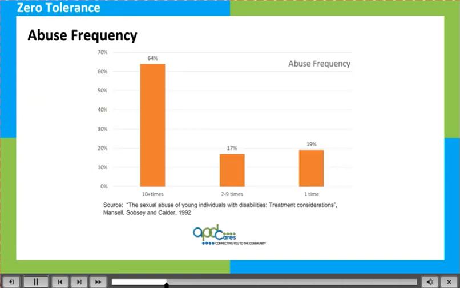Abuse frequency. Of the individuals who are abused, the larger percentage, 64%, have been abused more than 10 times. Those in the 2 to 9 times category make up 17% and the 1-time category is 19%. Clearly, abuse is not usually a one-time incident. Turn to page 33 in your Participant's Guide to see this information.